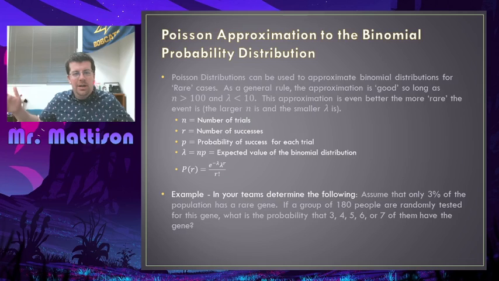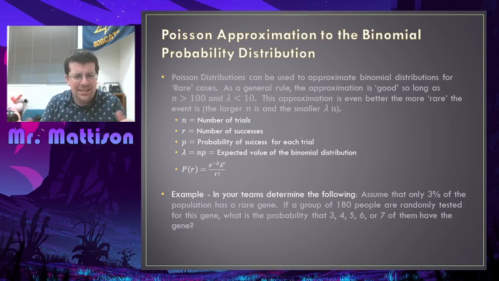It gets better and better the more rare that ends up being. Okay, so variable-wise here, it's all the same stuff we had earlier. N is our samples, our number of trials, or our sample size. R is our number of successes. P is our probability of success. And then lambda is our expected value, which is just the number of trials times the probability of success.